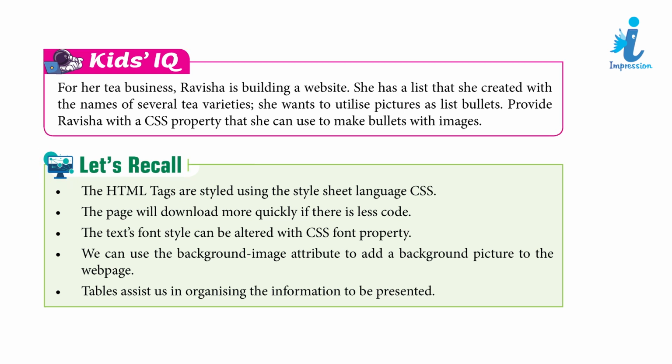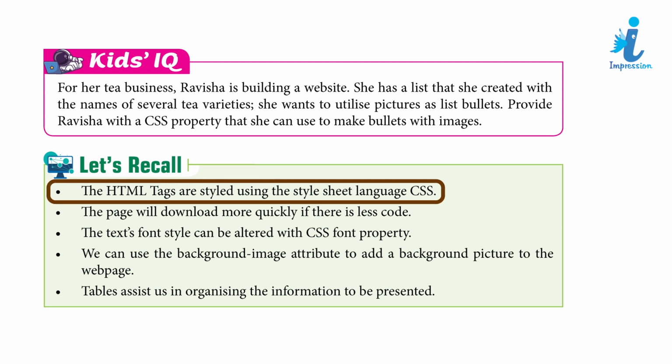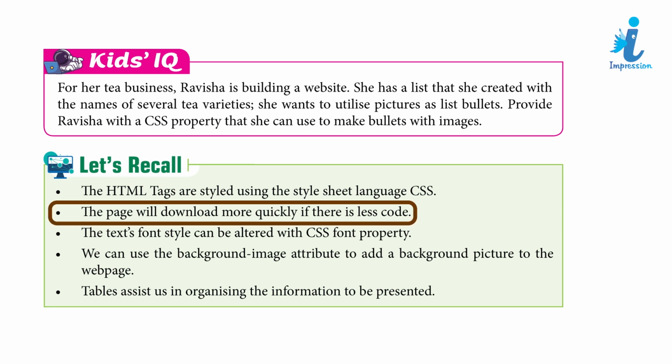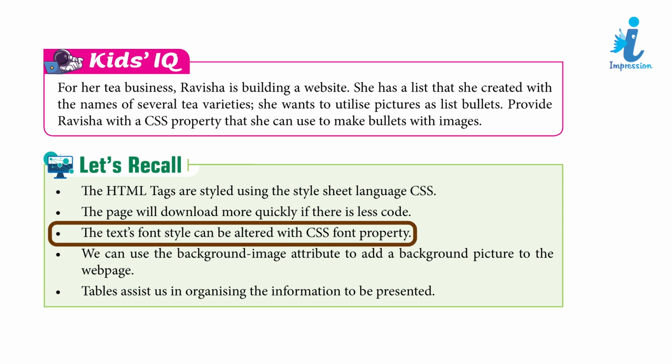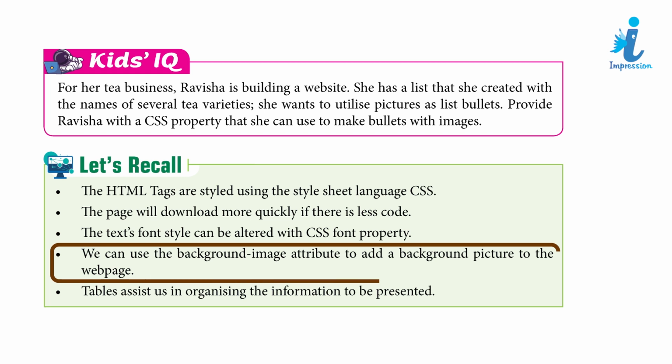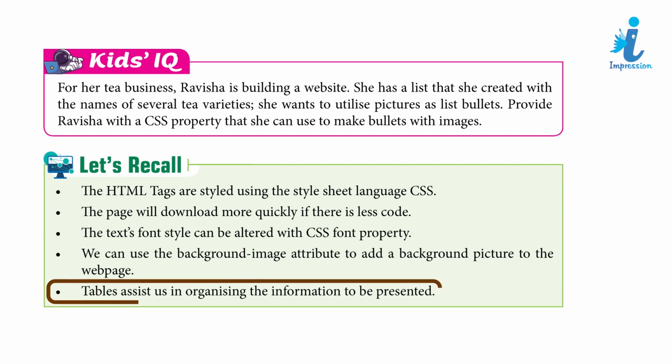Let's recall: the HTML tags are styled using the style sheet language CSS. The page will download more quickly if there is less code. The text font style can be altered with the CSS font property. We can use the background-image attribute to add a background picture to the web page. Tables assist us in organizing the information to be presented.